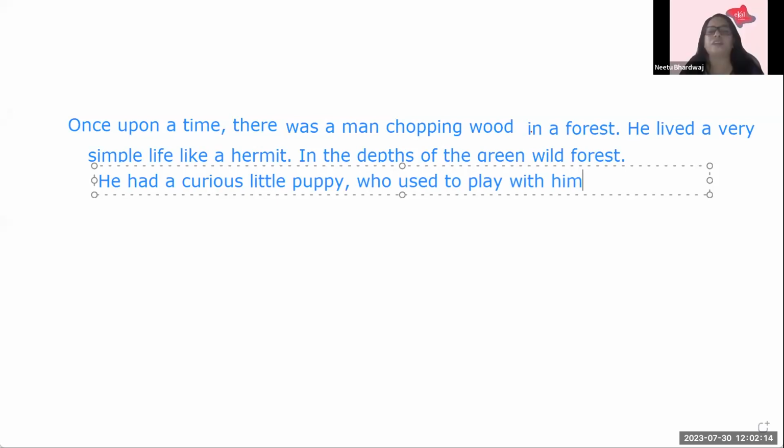Okay, we started the chapter, we started the story with the chopping of the wood in the forest. Okay, was a man chopping wood in a forest. Then we came down to he lived like a hermit. We are talking about the forest. Then now we are talking about the puppy. The continuity has to be the same. See, look at the construction, the way you started your story. That is called the flow. The flow of the story has to go properly. It has to lead one instant to the other. Okay, who is going to continue? Let's have the name. And let me give you words now.